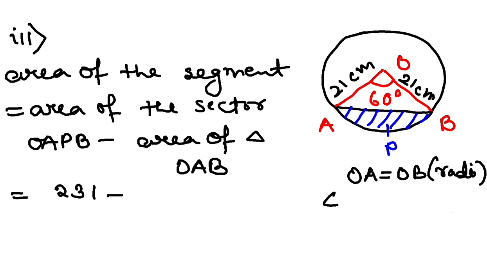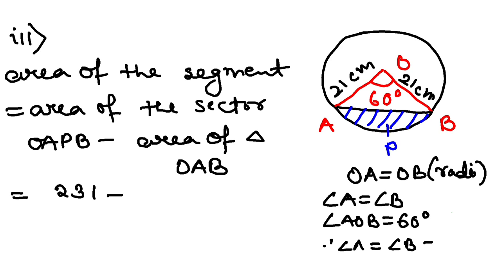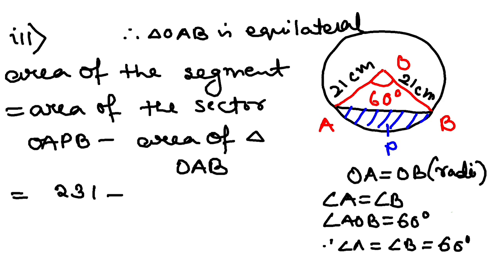That means your angle A is equal to angle B, and we already know angle AOB is 60 degrees, isn't it? So of course your other angles, because they are equal, will be 60. That means all angles in the triangle are 60 degrees. That means triangle OAB is, let me write it here for you people, triangle OAB is equilateral, isn't it? So if it is equilateral, then we can apply the formula for equilateral triangle. The formula for equilateral triangle is root 3 by 4 into side square.